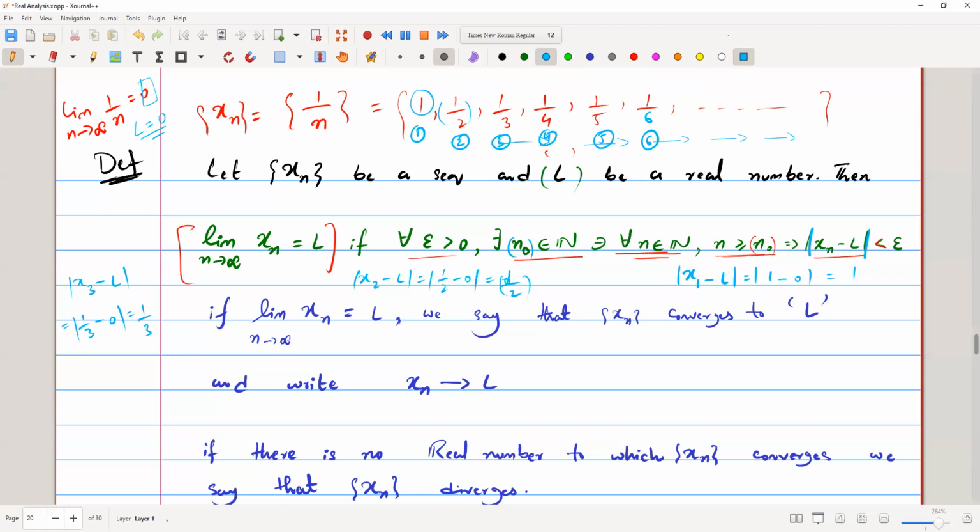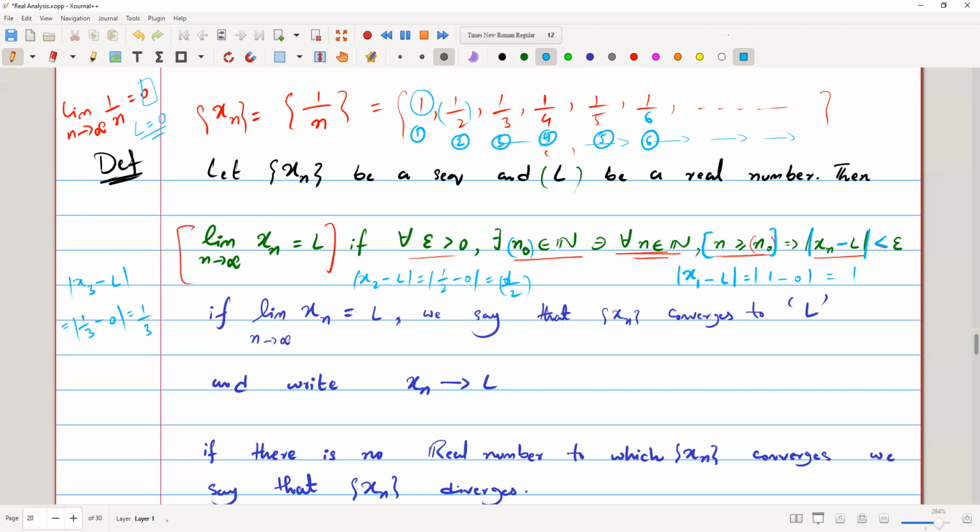So there is some n naught, such that after that n naught, whatever n I have, n greater than or equal to n naught, whatever n I take, and take the difference with the limit in the absolute value, in the mod, I will get a number that will be less than epsilon.